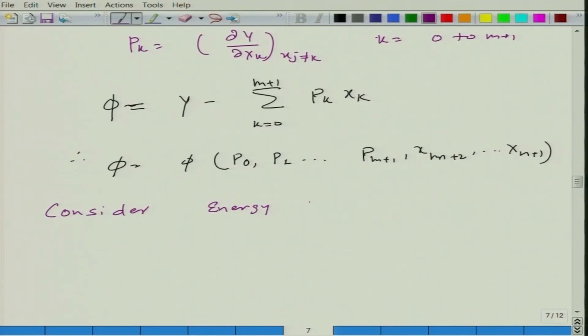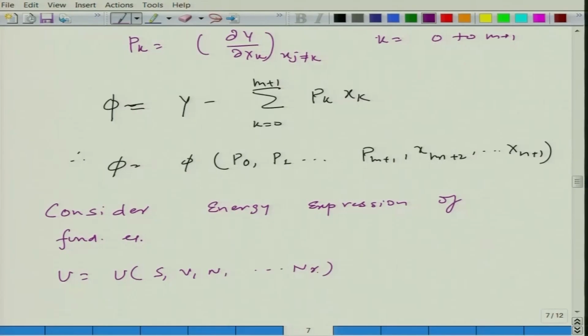Okay, consider the energy expression, or the expression of the fundamental equation. So U is a function of S, V, and N1 till Nr. Okay. So this is nothing but, if you look at it, y is equal to a function of x1 and so forth, right. So here basically S, V, and N are the natural variables for U.